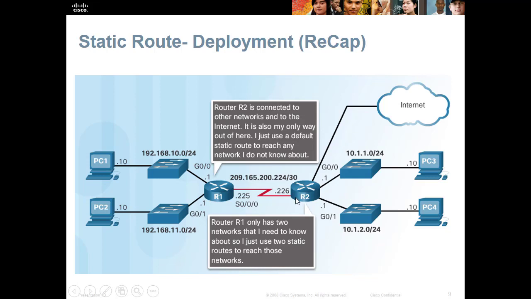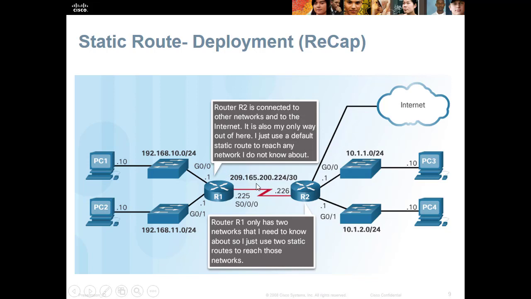Router 2 does not know about the 192.168.10 and the 192.168.11. Those are considered remote networks for Router 2. So if we're doing static route deployment, Router 2 would need 2 static routes. One to target the 10 network by going to Router 1, and another static route, the second one, targeting the 11 network going to Router 1.